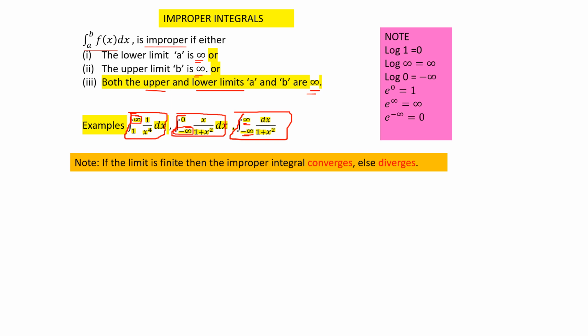If the limit is a finite value, then I say the improper integral converges. If it doesn't, then I say the integral diverges. Remember these important notes. The value of log 1 is equal to 0. The value of log infinity is equal to infinity. The value of log 0 is equal to minus infinity. e to the power 0 is equal to 1. e to the power infinity is equal to infinity. And e to the power minus infinity is equal to 0.